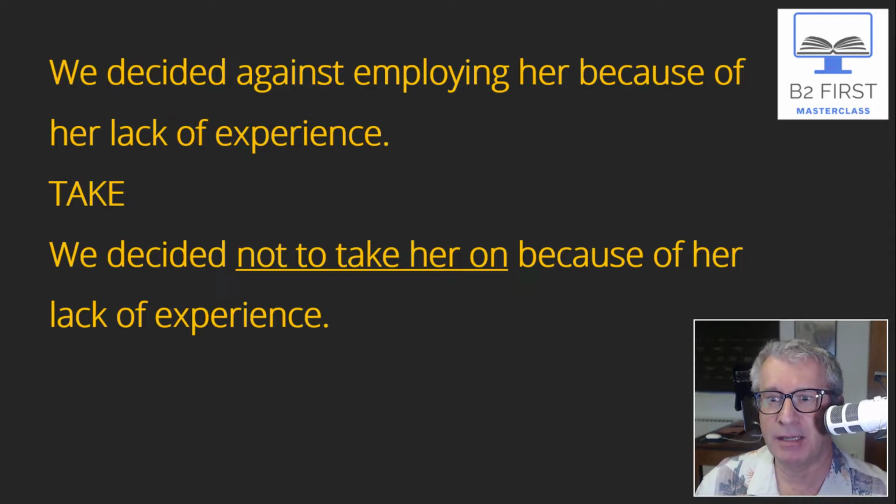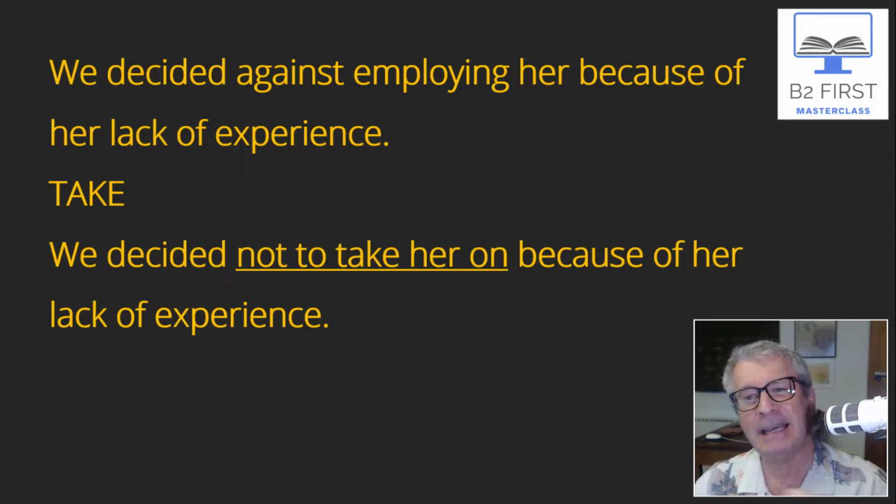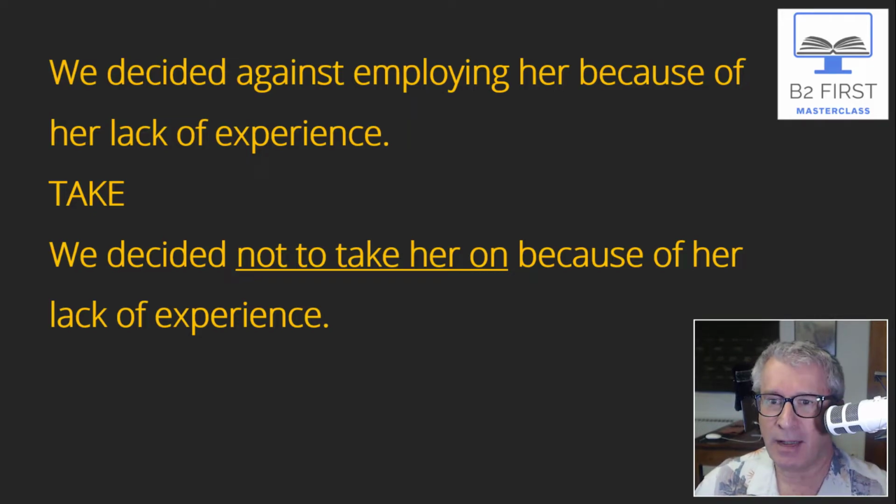2 things to notice here. To take on, the phrasal verb to take on, is a separable phrasal verb, which means you can put her or me or him or them in the middle. Take someone on. And we need the negative, that's the second point. We decided against. So if you decide against something, that's a negative thing. We decided not to employ her, not to give her the job, or we decided not to take her on.